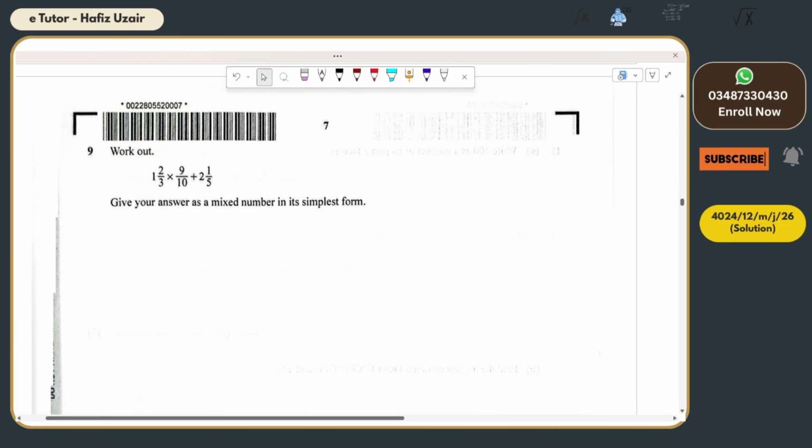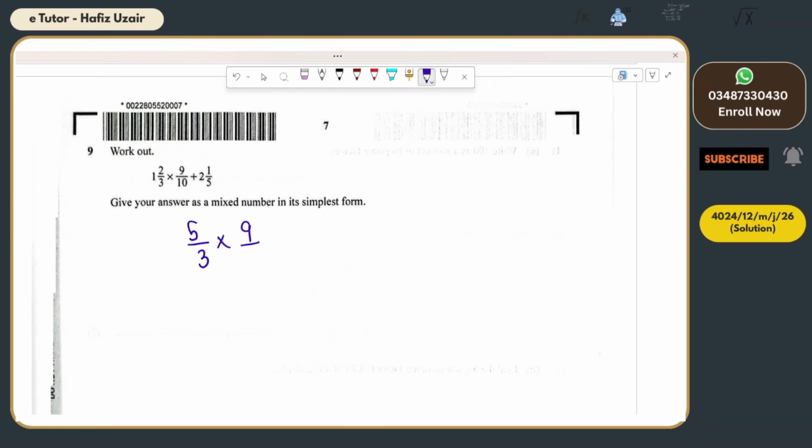Okay, let's convert these mixed numbers into improper fractions. So this will be 5 by 3 multiplied by 9 over 10 plus 5 times 2 is 10, and 10 plus 1 is 11 by 5. All right, now we will do multiplication first. So let's do simplification over here. 5 times 1 is 5, 5 times 2 is 10, so 3 times 1 is 3, and 3 times 3 is 9. So this will produce actually 3 by 2 plus 11 over 5.